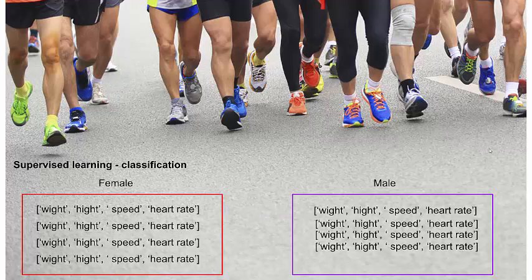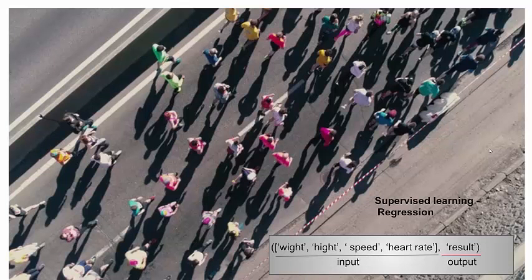Now, if it's a regression assignment, then we still have weight, speed, heart rate, and height as inputs, and we have the result, which is numeric. How fast they ran the marathon, how many hours it took. So this result is numeric. It's a regression task. Maybe higher people have longer steps, so they tend to run marathon faster.